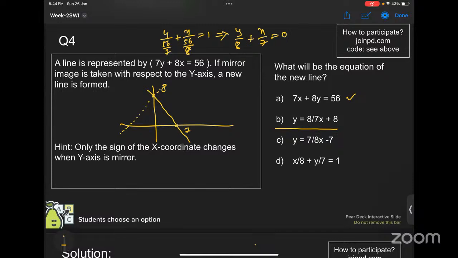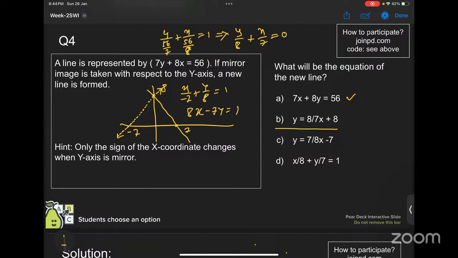Okay, let us check. If I just reflect this line with respect to the y-axis, we will get this dotted line, right? This is 7, which means this will be minus 7, right? So we will get x by minus 7 plus y by 8 equals 1, right? That means 8x minus 7y equals 1. Okay. Madam, 56, no, madam.